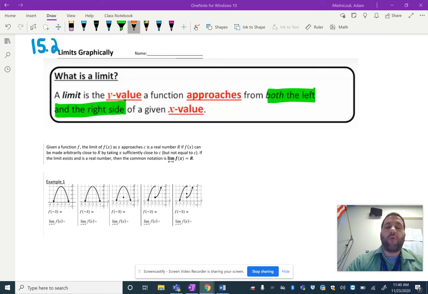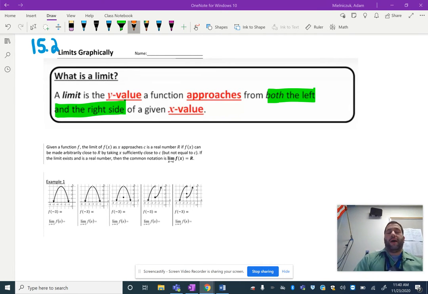Welcome to lesson 15.2, limits graphically. Remember, what is a limit? A limit is a y value a function approaches from both the left and the right side of a given x value. Very important to understand both from left and right, okay?